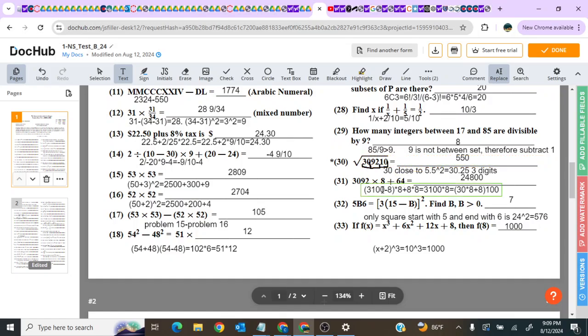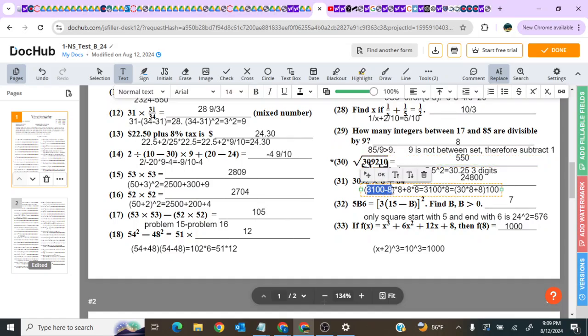3092 times 8 plus 24. Well, 3092 times 8 is equivalent to 3100 minus 8 times 8. And then this is counteracting that minus 8 times 8. So it's really just the 3100 times 8 that's left over. If that seems a little hard for you, then you can do 30 times 8 plus 8, and then multiply it by 100. 240 plus 8 is 248, and add the 2 zeros at the end.